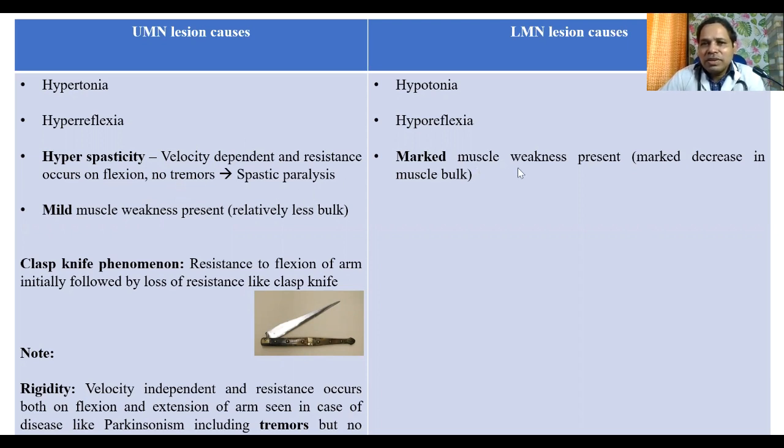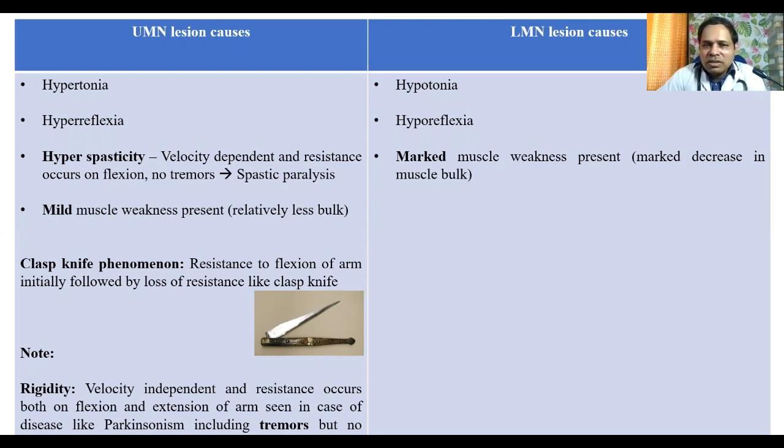Here there is marked muscle weakness. Here also muscle weakness is there, but it is relatively less. Muscle bulk is also relatively less. But here, that is marked muscle weakness and much decrease in the muscle bulk. The phenomenon we are going to use here is called the clasp knife phenomenon, where there is resistance to flexion of the arm initially, followed by loss of resistance, like a clasp knife. When you open a clasp knife, initially there is a resistance, then it slowly opens. That's what you want to see in this upper motor neuron lesion.